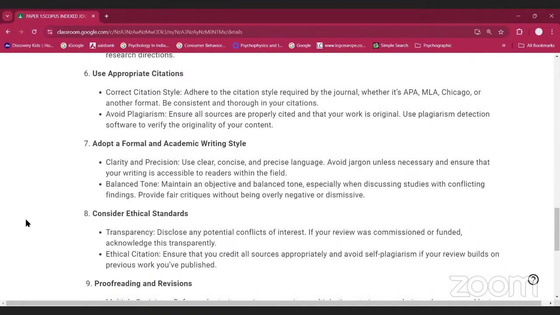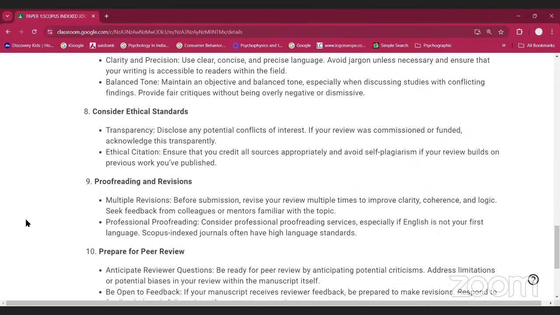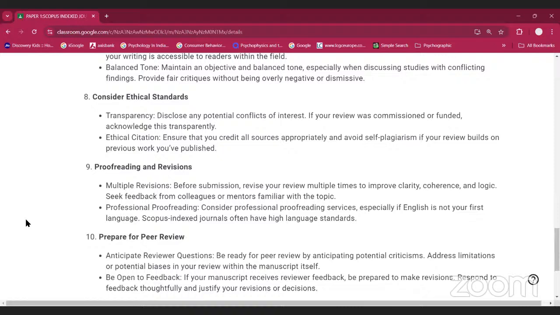Eighth one is consider ethical standards. First is transparency. Disclose any potential conflict of interest if your review was commissioned or funded. Acknowledge this transparently. Now, ethical citation. Ensure that you credit all sources appropriately and avoid self plagiarism if your review builds on previous work you have published.